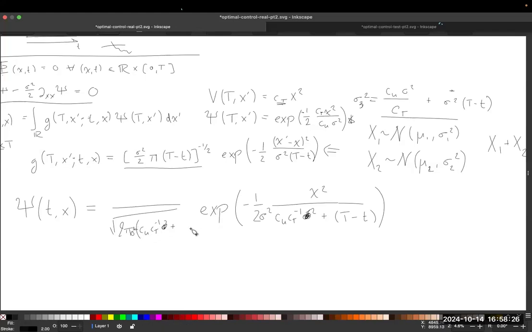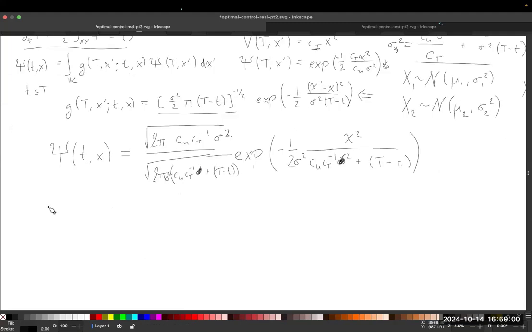Sigma squared out there. So just Cu Ct inverse, and then big T minus little t. And then we were off by that factor. This was not truly a normalized Gaussian to begin with. So we're going to have to put in our numerator the square root of 2 pi times the variance of this thing. So in this case, just Cu Ct inverse sigma squared.